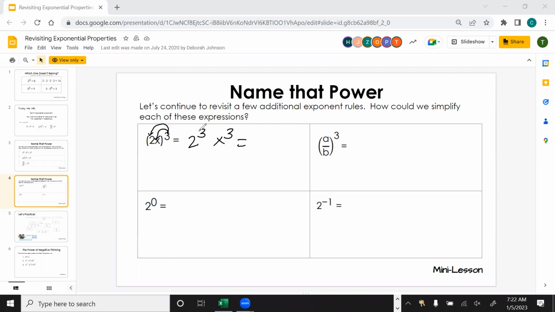Now, what's 2 to the 3rd? 2 times 2 times 2. So what does that give us? Doesn't give us 6. Okay, so here it is again. 2 times 2 times 2. That gives us 8x to the 3rd. Okay, a lot of people make that same mistake of 2 times 3. No, it's taking 2 times 2 times 2. Okay.